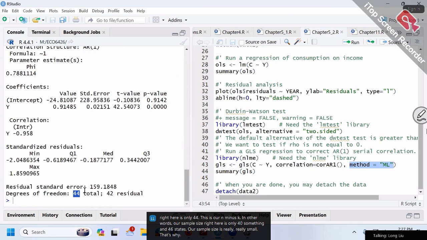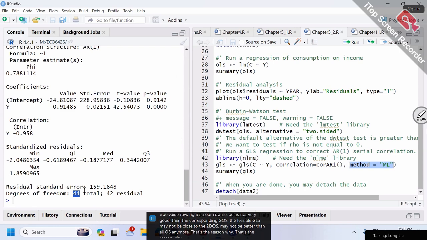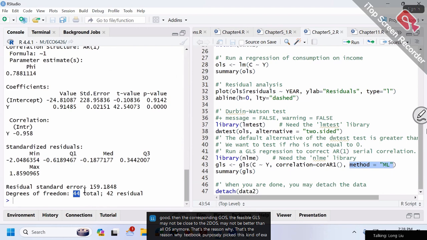That's why in this small sample example, our rho hat is not that close to the true value rho. If our rho hat is not very good, then the corresponding feasible GLS may not be close to the true GLS, and may not be better than OLS anymore. That's the reason why the textbook purposely picks this kind of example, where your feasible GLS has a corresponding standard error larger than OLS. It's not a mistake. The textbook purposely shows you this kind of situation could happen in practice.